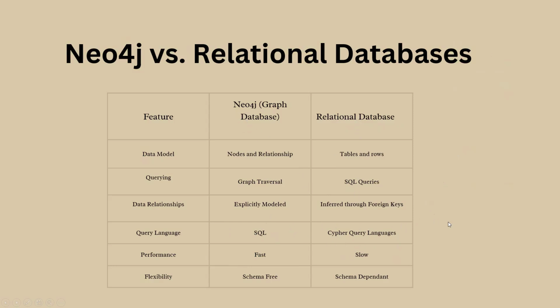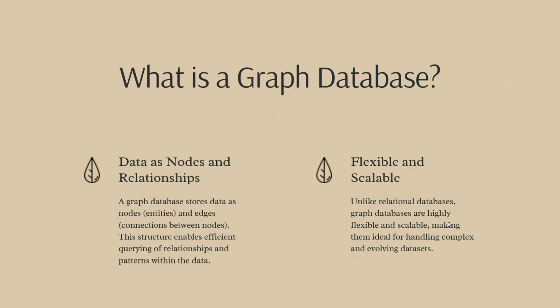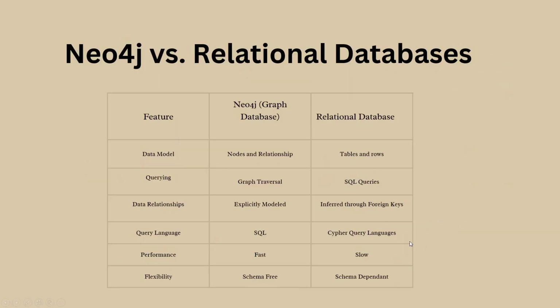Now, next comes the performance. When we talk about performance, Neo4j is very fast. When we try to do any kind of query, it is much faster compared to the relational database. Neo4j is schema free, so we don't need to define any schema when trying to build the Neo4j graph. But relational databases are schema dependent. We need to specify the schema.